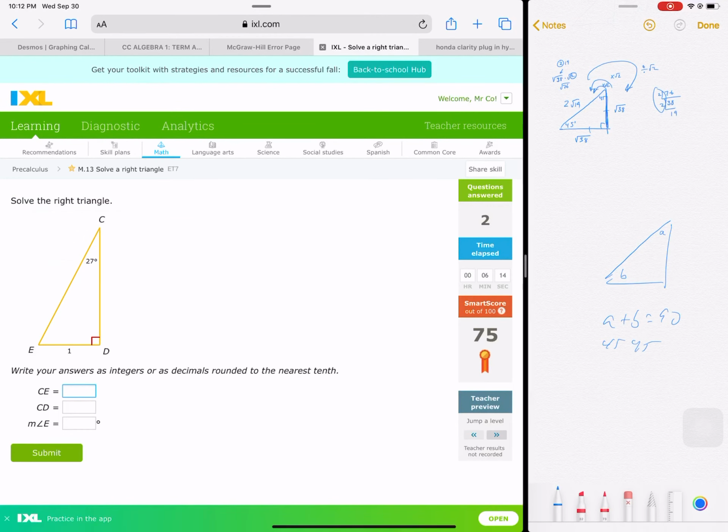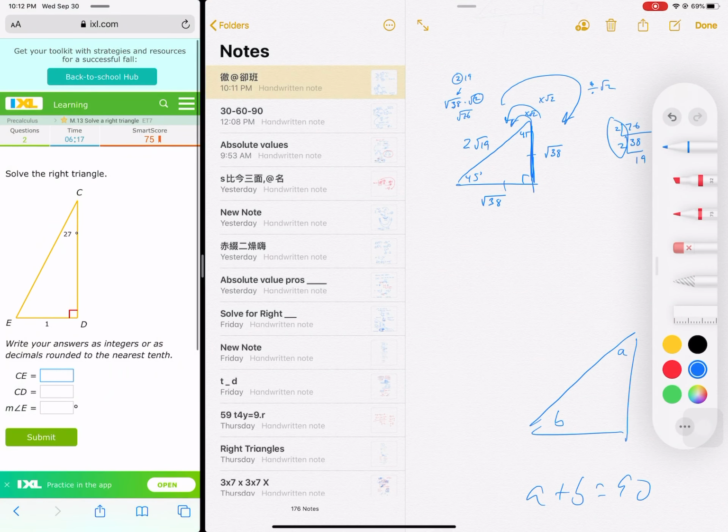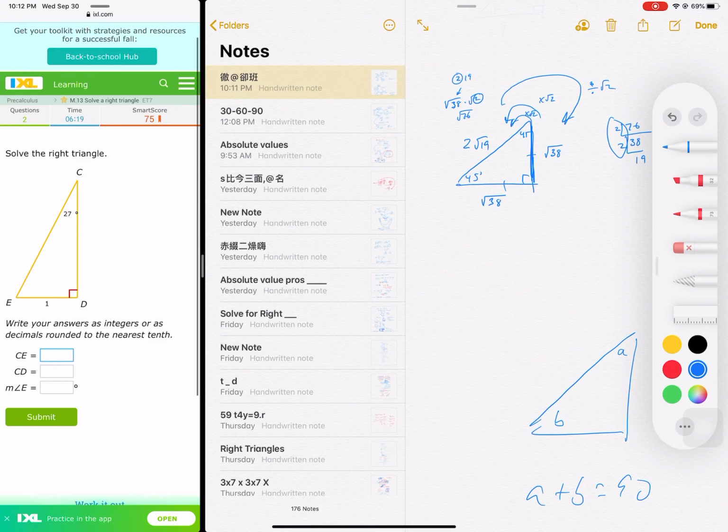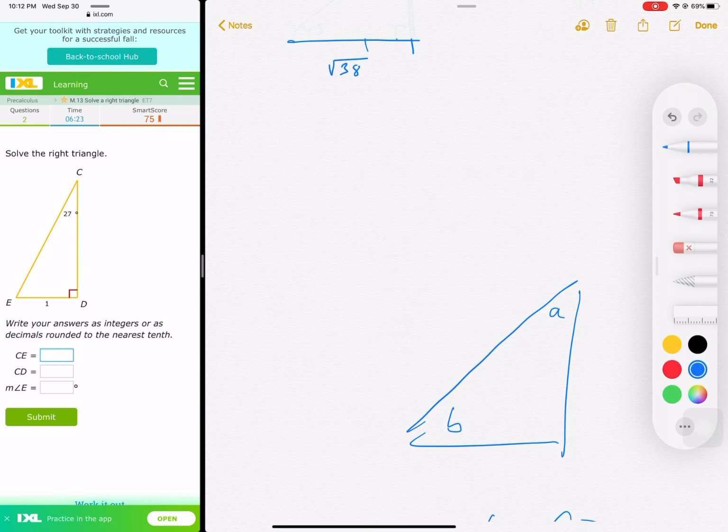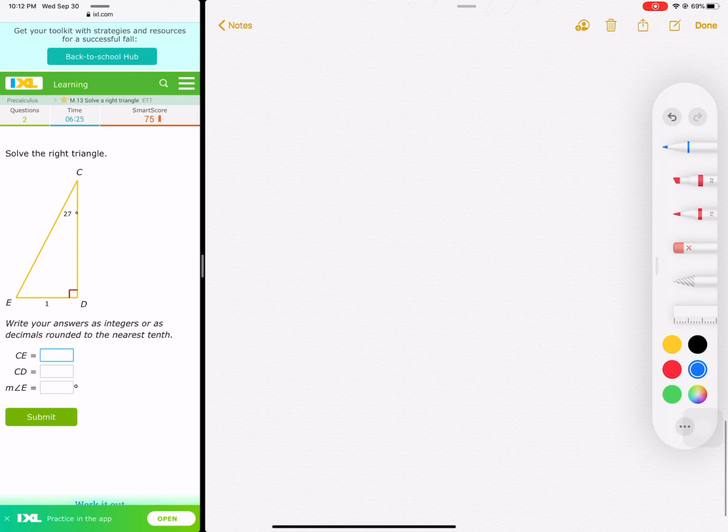Okay, we've had one that's no longer a nice special triangle here. So let's go ahead and work on this. We are given 3 bits of information, and that's the key thing. I need 3 bits of information to solve any triangle. This is going to be 45. Oh, sorry, 90 degrees. This is 27.